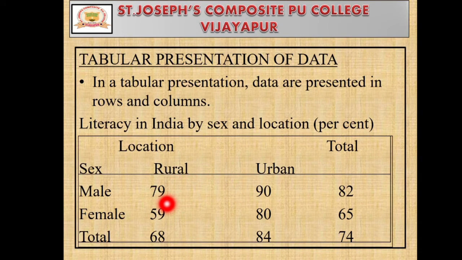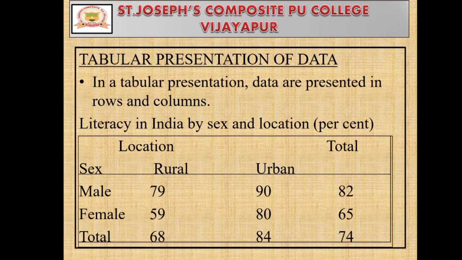How? For the male population, the literacy rate is higher in urban areas than in rural areas. And what about females? The female literacy rate is very low compared to males, especially low in rural areas, and in urban areas it is 80%. So on both sides we can conclude that the male literacy rate is high in both urban and rural areas compared to the female literacy rate in India.